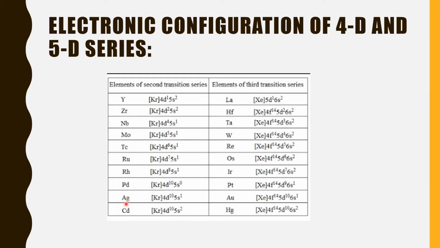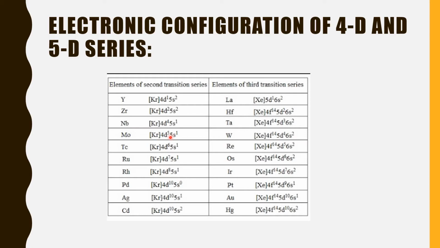And for silver, it is krypton 4d10 5s1, and for cadmium it is krypton 4d10 5s2. These completely filled orbitals are stable: palladium 4d10 is stable, silver d10 is stable, and cadmium is stable. And half-filled, that is molybdenum, it's stable. Half-filled and completely filled d orbitals are stable.